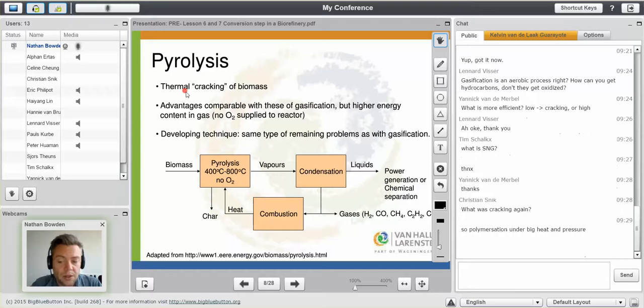And they call it cracking. I don't know why they call it cracking. I'm sure if you Google it, there'll be a Wikipedia page about the history of the word cracking, but I'll leave that to you.